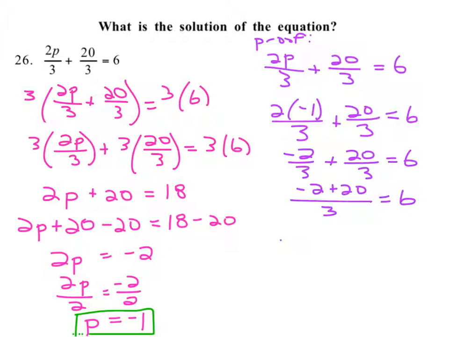But now we can say negative 2 plus 20 is 18. That's all over 3. Well, 6. And what is 18 when you divide it by 3? 18 divided by 3 is 6. So 6 equals 6. Check. Okay, one more on the next slide.